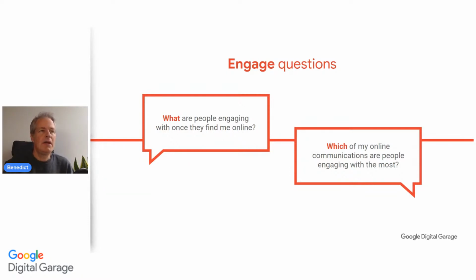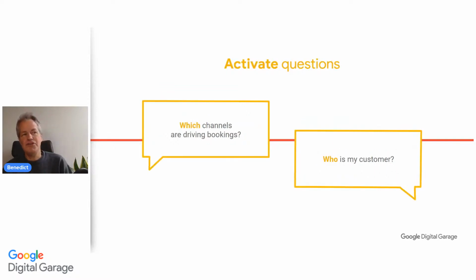All right. Activate questions. Which channels are driving bookings? And who is my customer? The big thing is, of course, you build up this persona of your customer. Let's say, to simplify it, there's a main persona who you provide for. You build that person up. You can almost picture that person, even see what pets they have and what things they prefer, to make it as real as possible, so you know who you're communicating with.